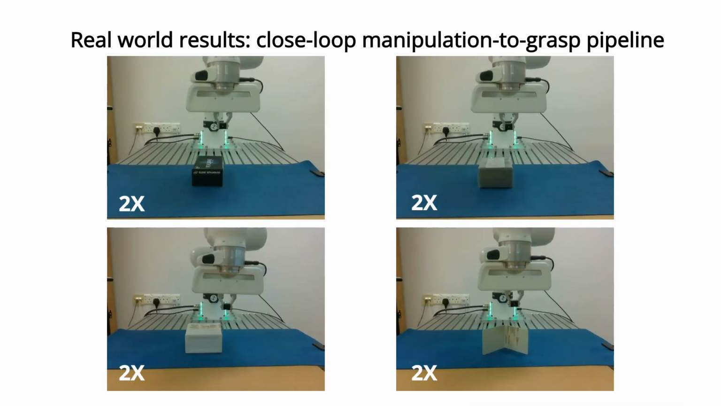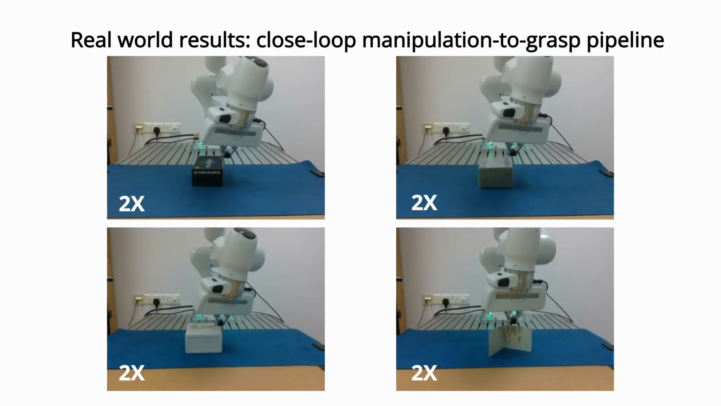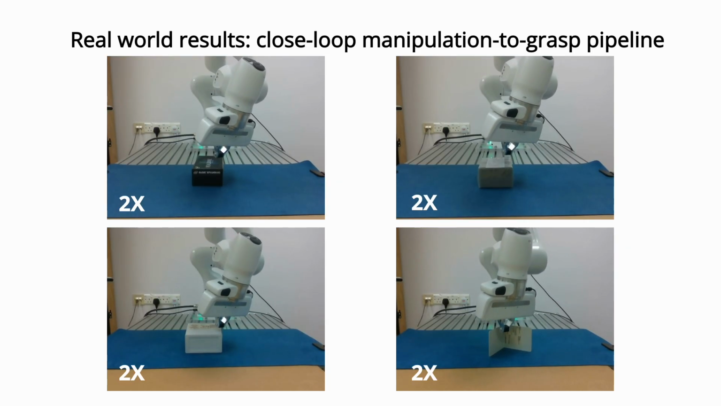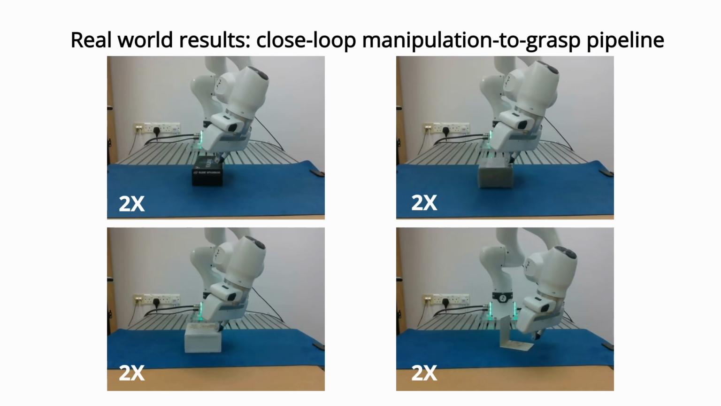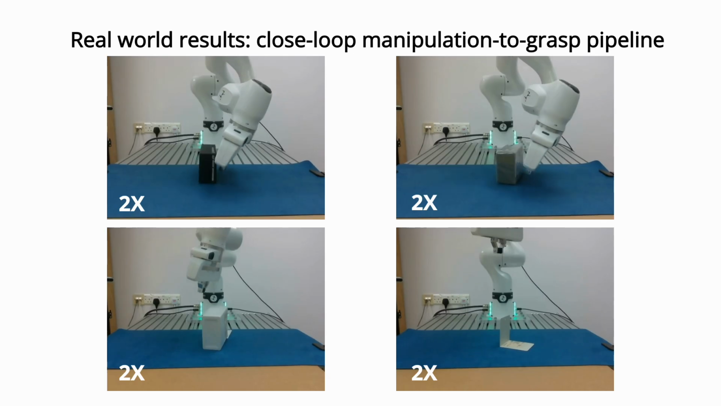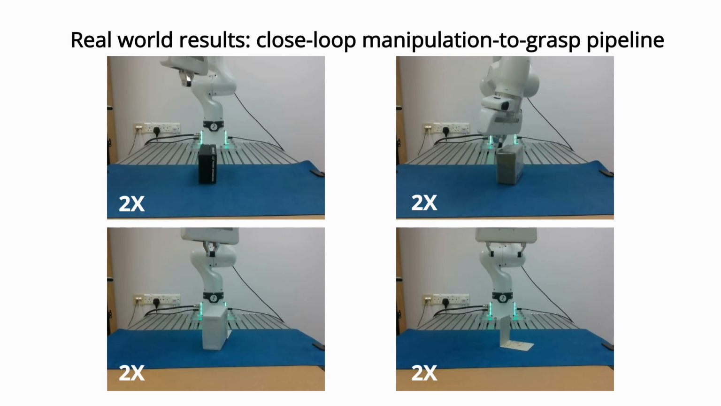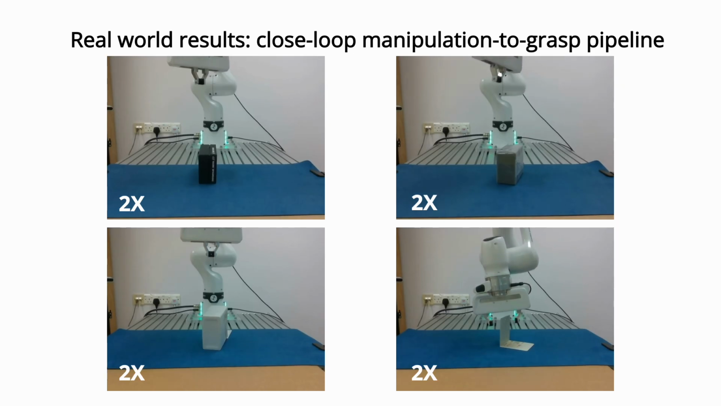We further evaluate the policy on a real Franka robot. The learned manipulation behaviors transfer from simulation to the real world, allowing the robot to autonomously reconfigure objects. When the predicted graspability becomes sufficiently high, the system automatically stops manipulation and executes a grasp without requiring external planners.